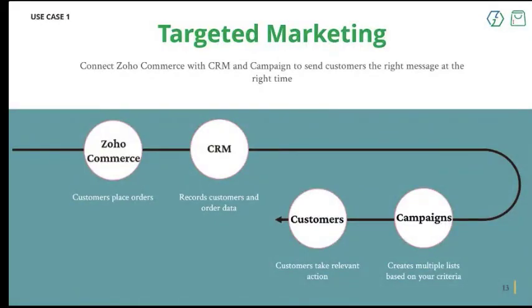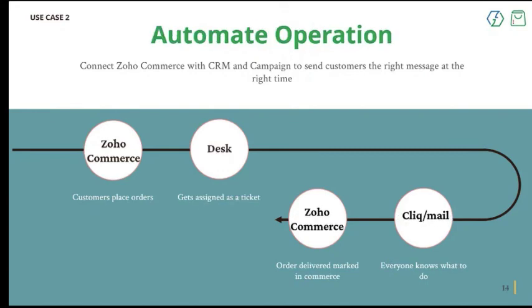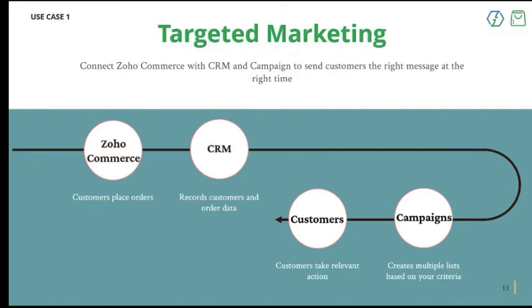So yes, now to the use cases. We are from the marketing team, so marketing use cases are what come to our head first. That's why I have highlighted it. Next, we have an operational use case. First, targeted marketing. Like I said, Zoho Commerce talks with CRM. You use CRM as a central place where you save your customers' details, the orders, the products they have ordered, and the history, etc.